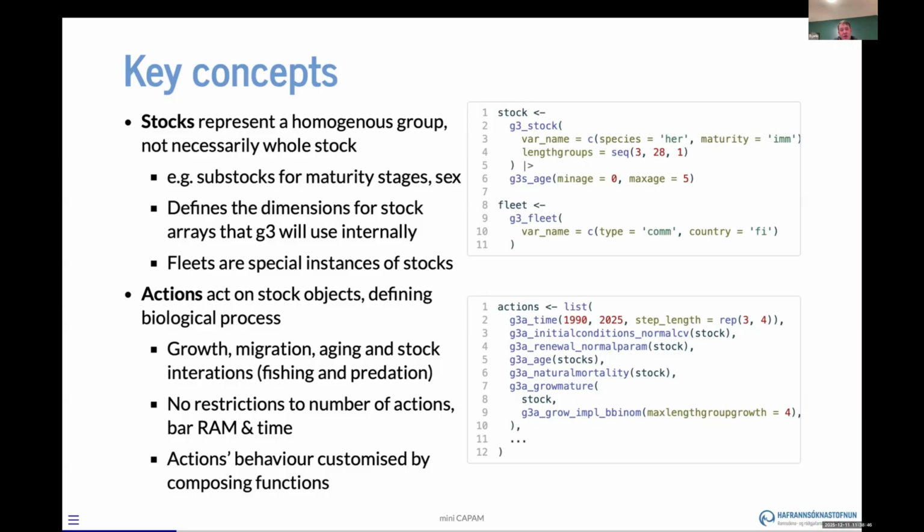And on the other side, you define a list of actions that affect the stock objects. So this would be growth, migration, aging, stock interactions of various sorts, and whatever you can think of. There is no restriction on the numbers of actions. The only restriction is actually the computing hardware that you have, the amount of RAM and CPU time, et cetera, et cetera.